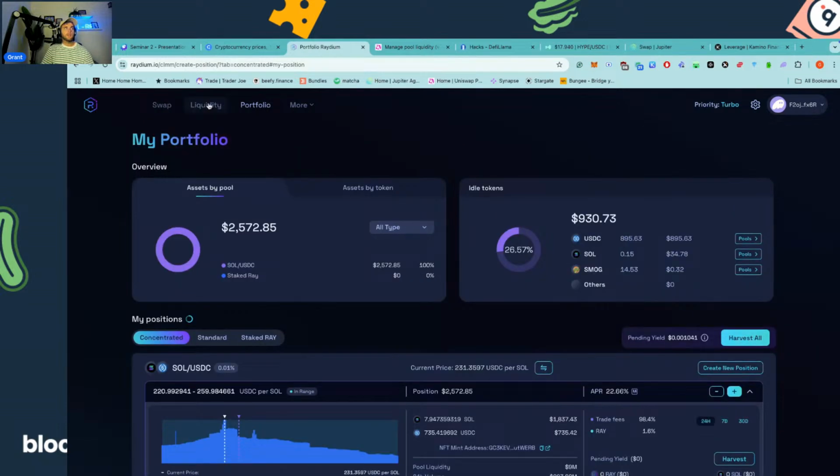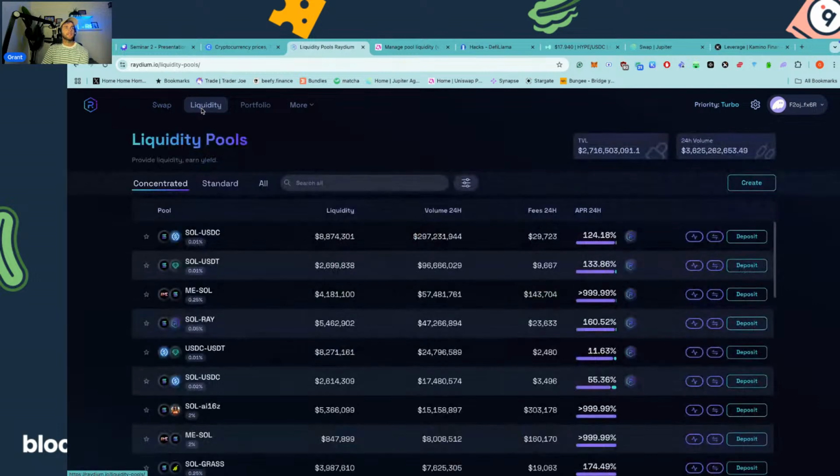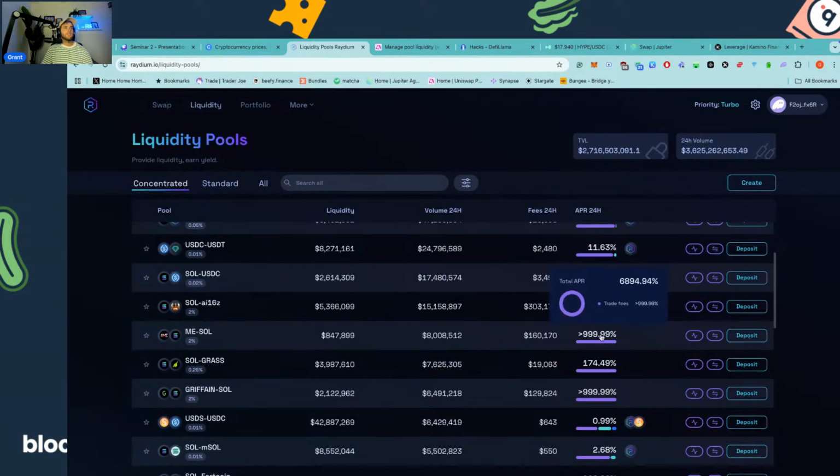So there's a thing called impermanent loss, which I'm going to try and explain in the best way possible. So let's use AI16Z. This is probably a month or two old, a really hot project with a lot of high prospects.